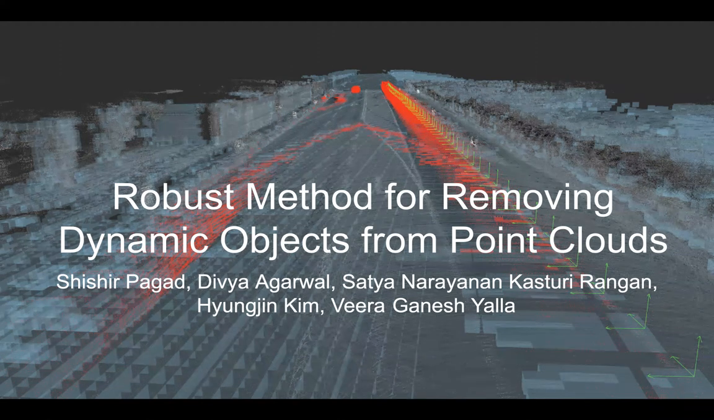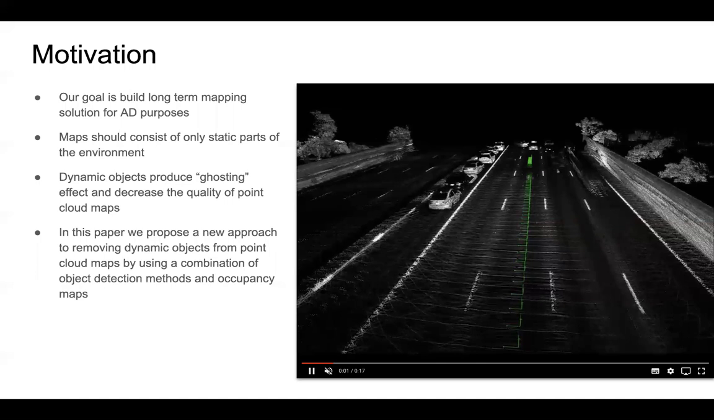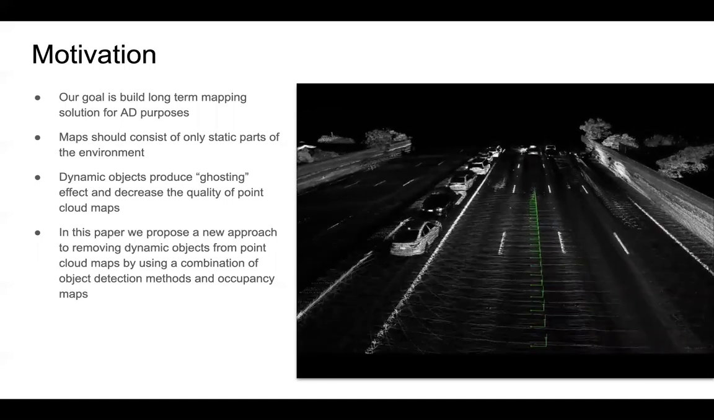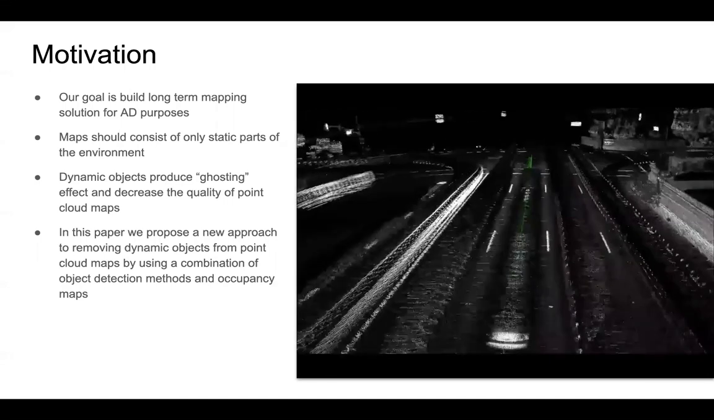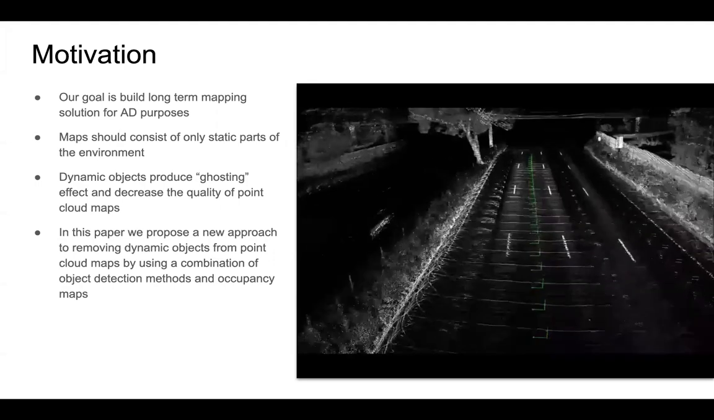In this video, we present our work on a robust method for removing dynamic objects from point clouds. The goal of this work is to build a long-term mapping solution for autonomous driving purposes for urban structured environments. Point cloud maps are built from data collected by driving a mobile mapping system on roads filled with dynamic objects.